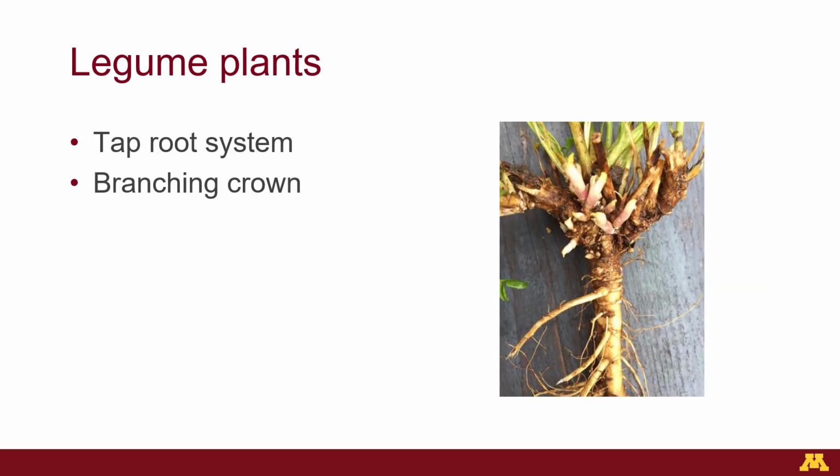Legumes have a taproot system that contrasts to the fibrous root system of grasses. Here we see the taproot system of a mature alfalfa plant. The image shows a thick main root with a few side-branching roots. Also, alfalfa and other legumes form a branching crown, which is the site of the crown bud formation.